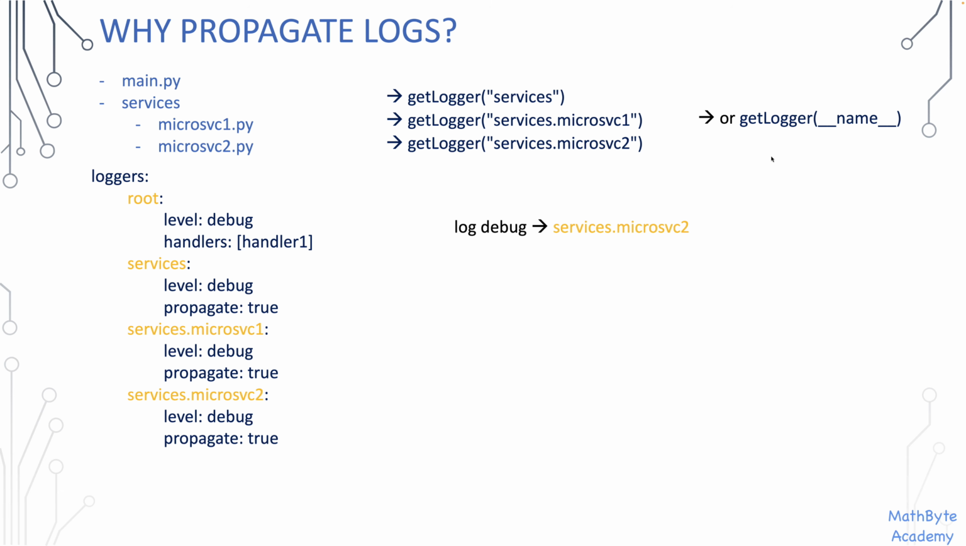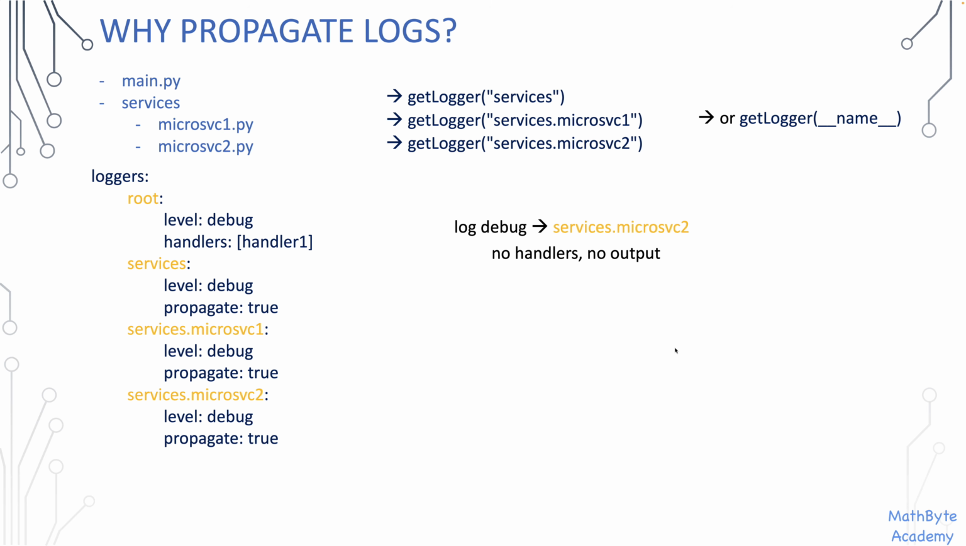And I say logger.debug. So it's going to send it to the services microsvc2 logger. What's going to happen? Well, it has no handlers. So it has no output, right? Now, the logger itself accepted the message because its level is debug, and I sent a debug, and there are no additional filters. So the log record was created. But there's no output because there are no handlers. It's not defined to send the data out anywhere.